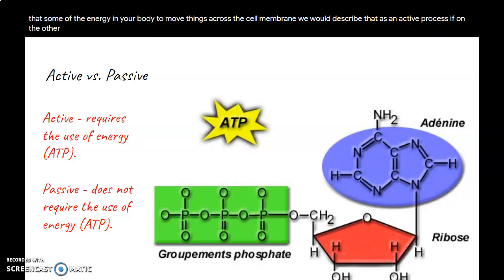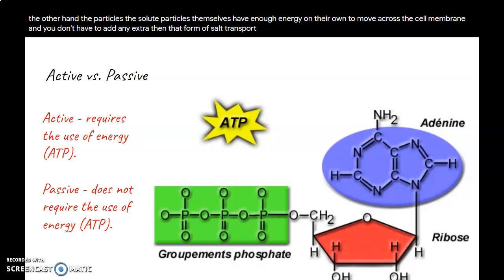If, on the other hand, the solute particles themselves have enough energy on their own to move across the cell membrane, and you don't have to add any extra, then that form of cell transport would be described as passive.